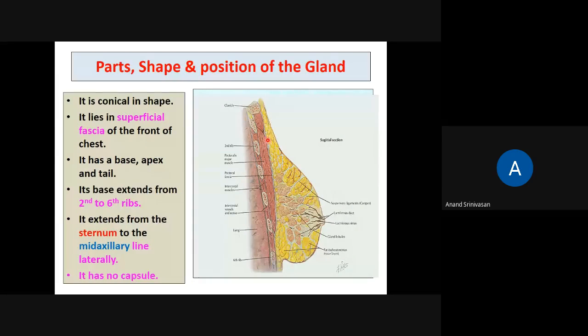The retromammary space. You can see a small white line extending here. So that is the retromammary space. Now why should I know about this retromammary space? Next question: what is the importance of it?